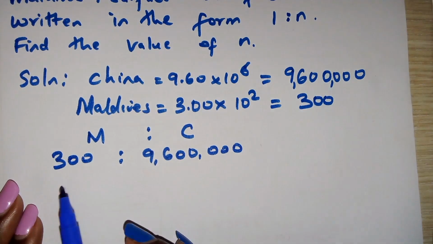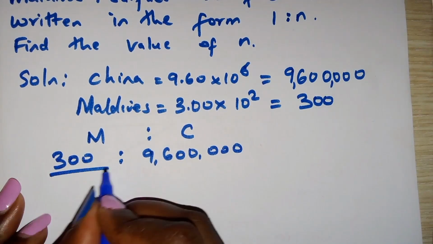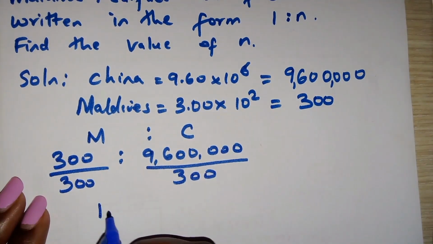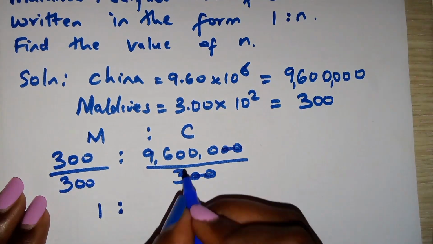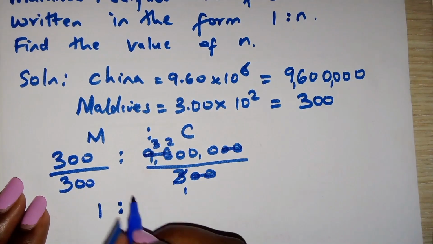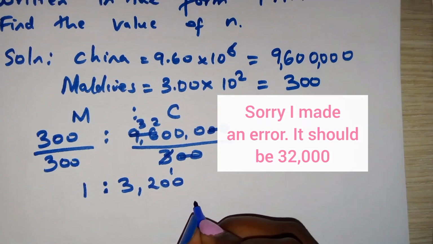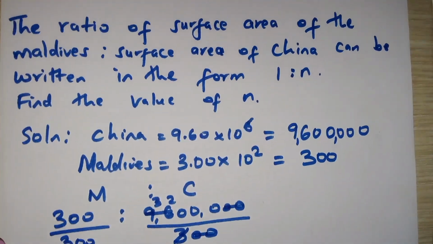So remember this one, the 300 should be reduced to 1. So we divide it by itself on both sides. You can remove those 2 zeros, and then 3 goes into 96, 32 times. So it's 3,200. So therefore n is the same as 3,200.